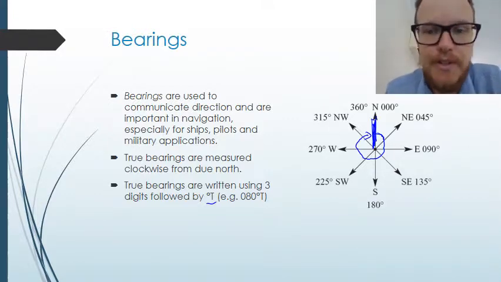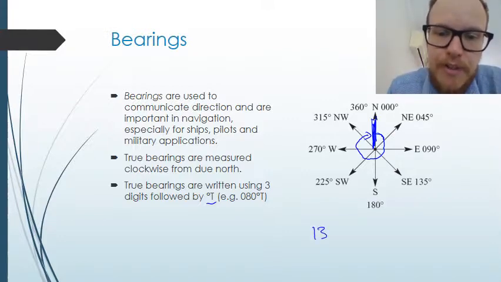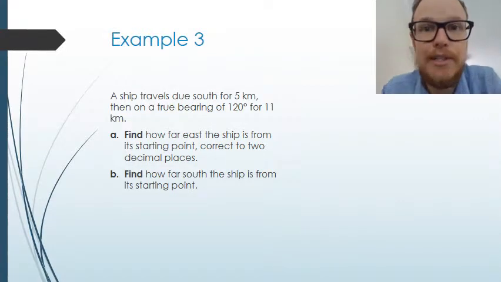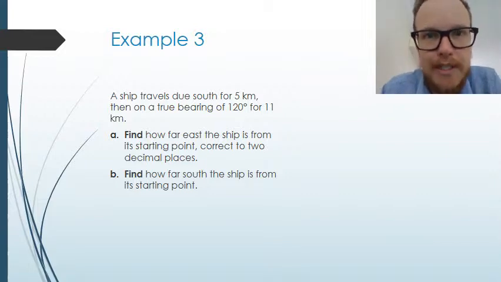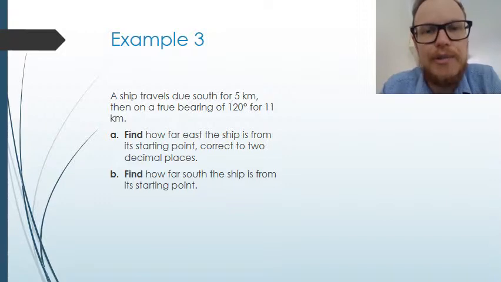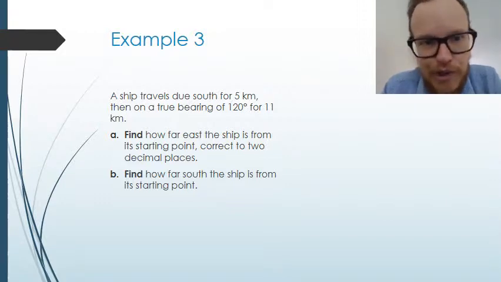So if I was to say 135 degrees true, that's going to be in this direction here. So let's look at an example now. Once again, we draw a diagram, we isolate the triangles and try and find our solution.